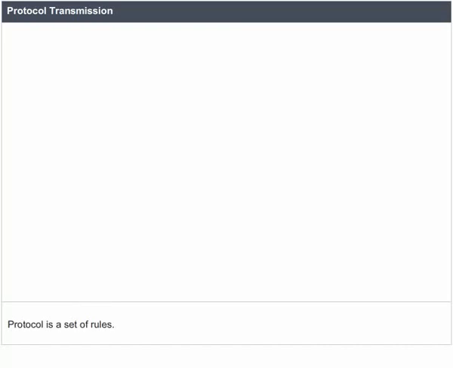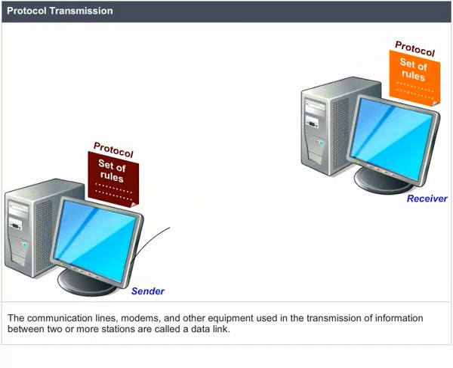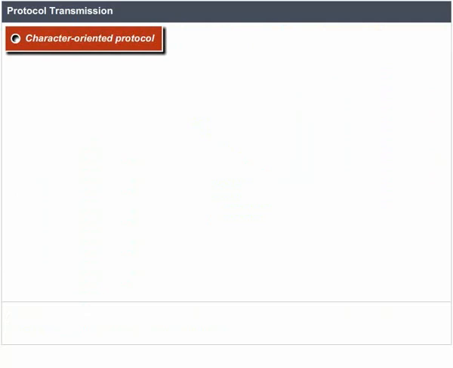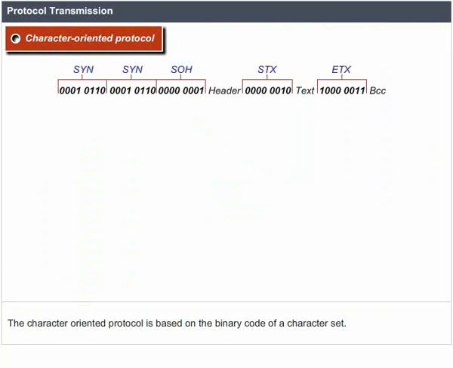Protocol transmission. Protocol is a set of rules. The communication lines, modems and other equipment used in the transmission of information between two or more stations are called a data link. Character-oriented protocol. The character-oriented protocol is based on the binary code of a character set.